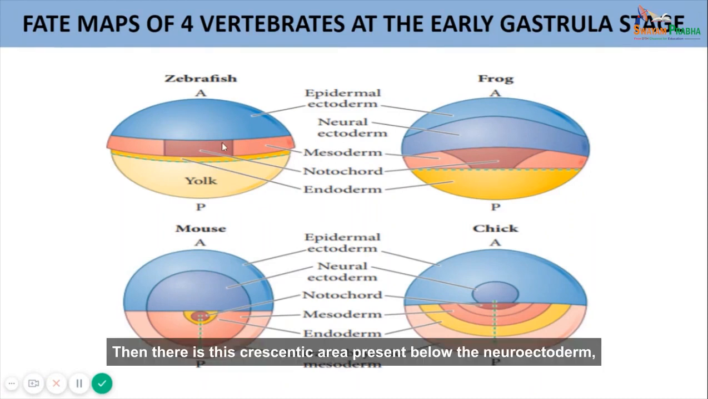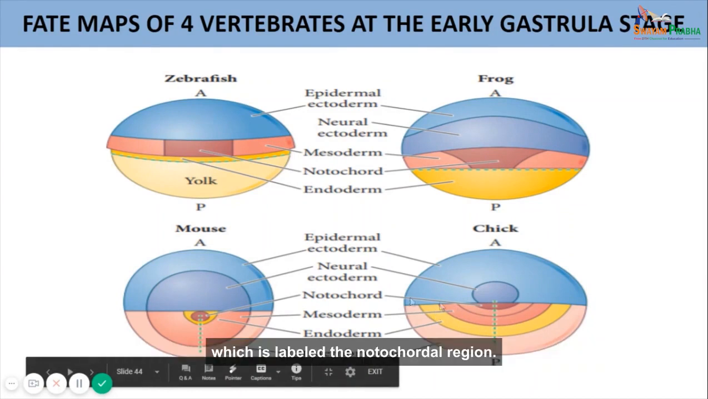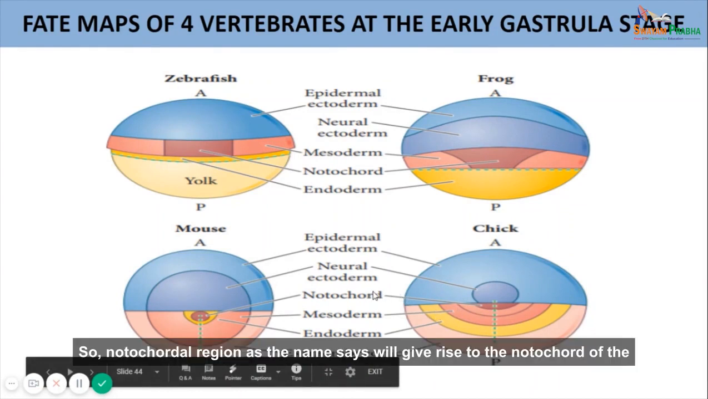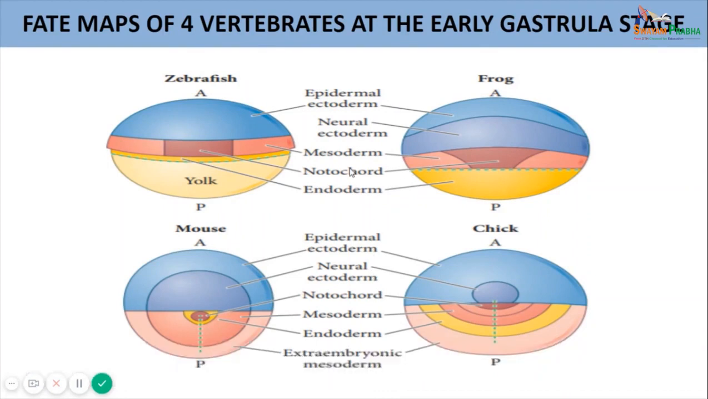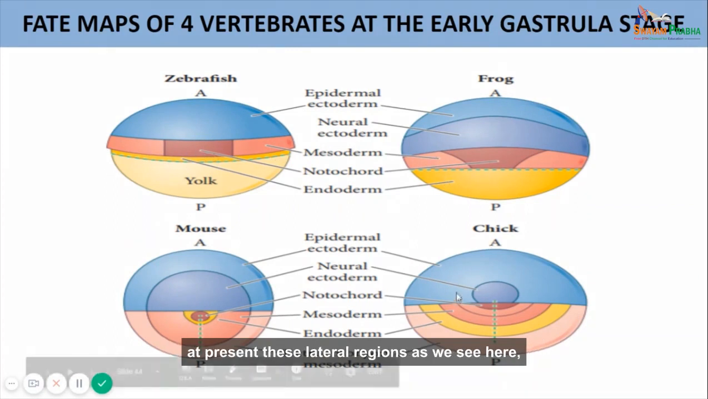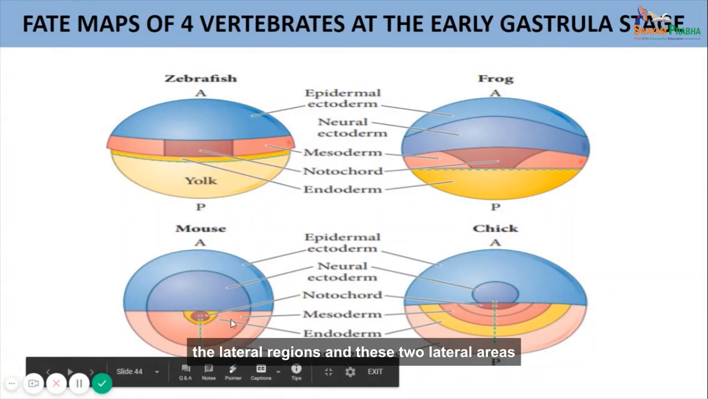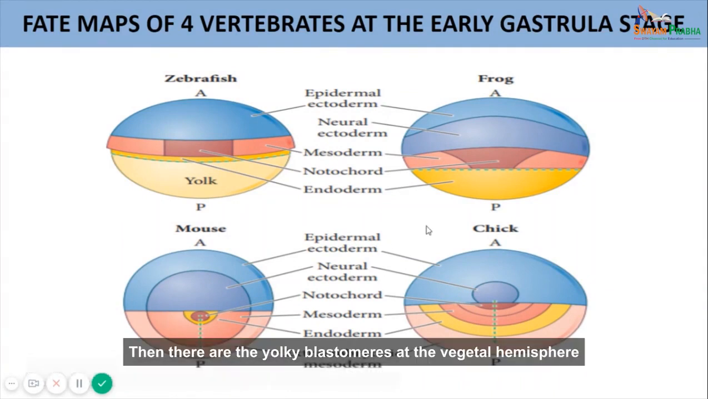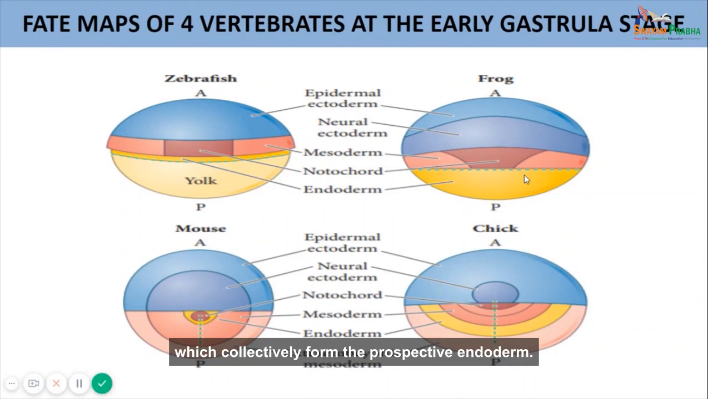Then there is this crescentic area present below the neuroectoderm, which is labeled the notocaudal region. The notocaudal region, as the name says, will give rise to the notochord of the embryo. On either side of the notocaudal region are these lateral regions, and these two lateral areas constitute the prospective mesoderm. Then there are the yolky blastomeres at the vegetal hemisphere, which collectively form the prospective endoderm.